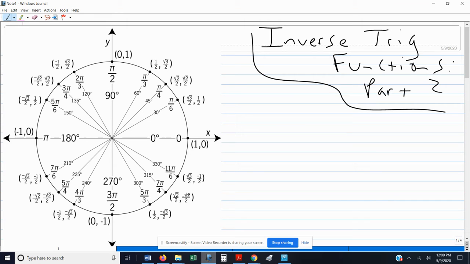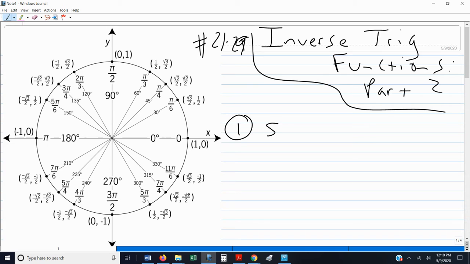Hey everyone, this is Inverse Trig Functions Part 2, and this is going to help you with numbers 21 through 29 of that worksheet. I'm going to just show 4 examples and then let you try one on your own. This video will be a lot shorter than the last one that had a lot of information in it.